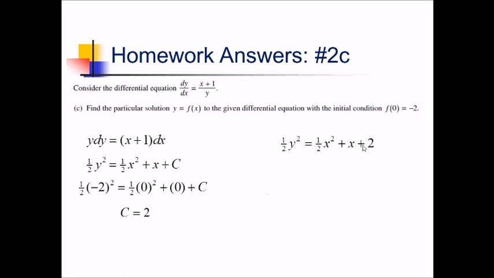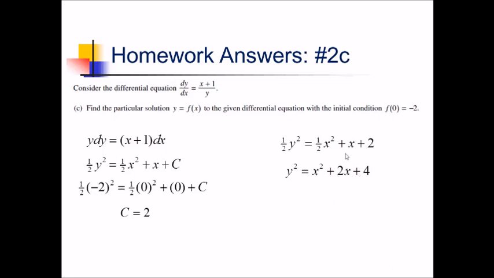So plugging that back in, all I have to do at this point is isolate y. I can start by multiplying everything by 2. That's x squared plus 2x plus 4 on the right side. And then I'm going to square root both sides. Before I do that, though, I need to know if I am taking the positive or the negative root of all the stuff on the right side.